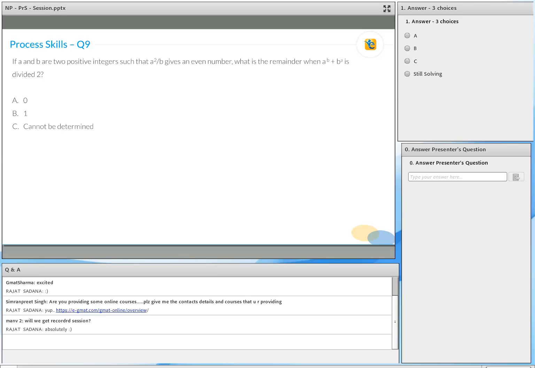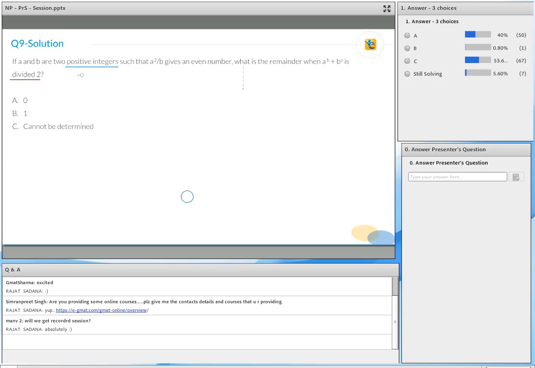Okay, so let me share the screen here. There is almost a tie between A and C. The correct answer here is C. Okay, so let's talk about this one.